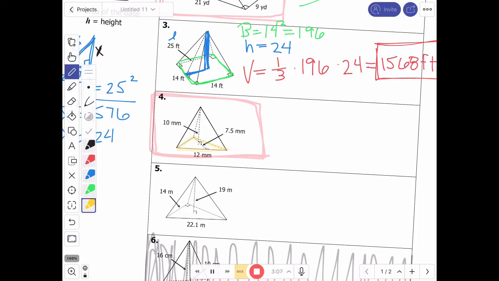Another hint, 10 millimeters is going to be the height of your pyramid, okay? Height of your pyramid. And then 7.5 is going to be the height of your triangle. Okay, so those are two different heights, so make sure you use them in the right formula at the right time.